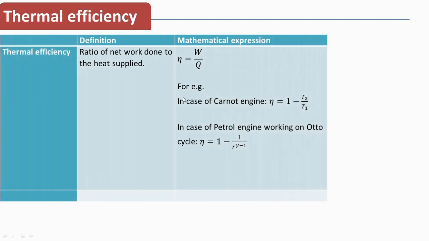Now, what is the thermal efficiency of the heat engine? It is output divided by input, so it is the ratio of net work done to the heat supplied. For example, in the case of a Carnot engine working between temperature limits T1 and T2, where T1 is greater than T2, efficiency is given by 1 minus T2 by T1. For a petrol engine working on the Otto cycle, efficiency is given by 1 minus 1 upon r raised to gamma minus 1, where r is the compression ratio and gamma is the adiabatic index. For air, it is 1.4.